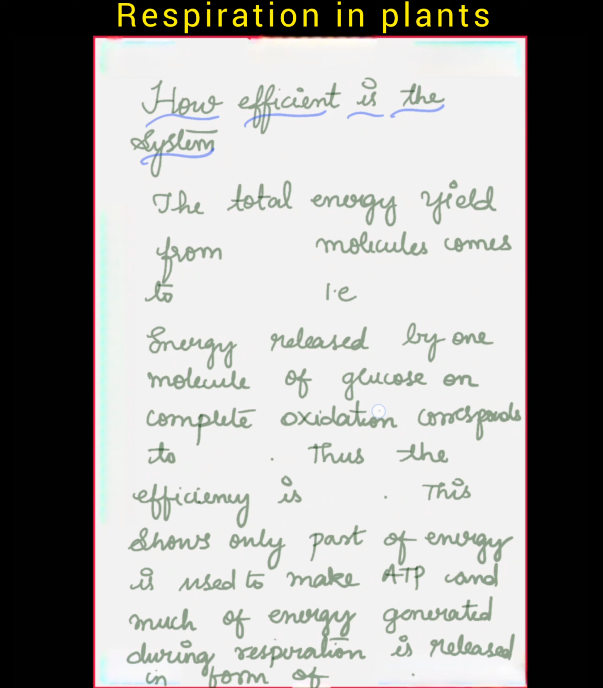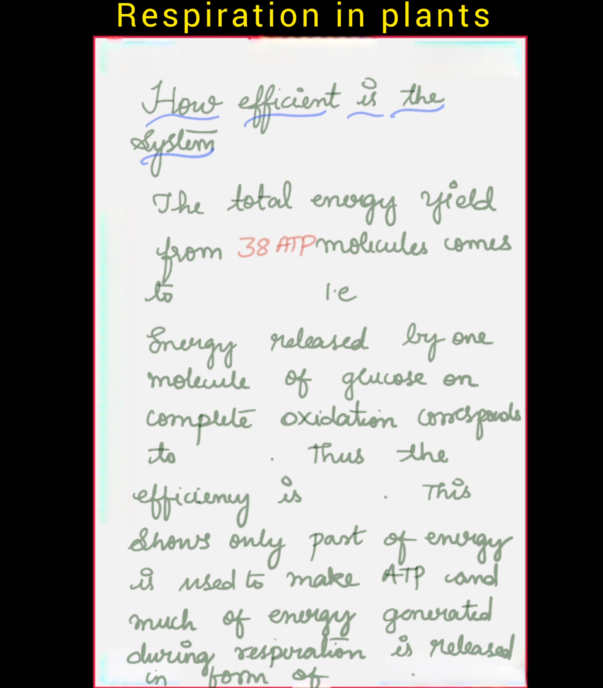2870 kilojoules. But here, the total energy yield we are calculating is only from 38 ATP molecules. So, let us calculate the total ATP molecules generated from one molecule of glucose.